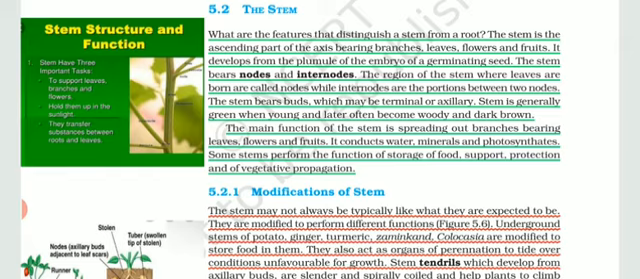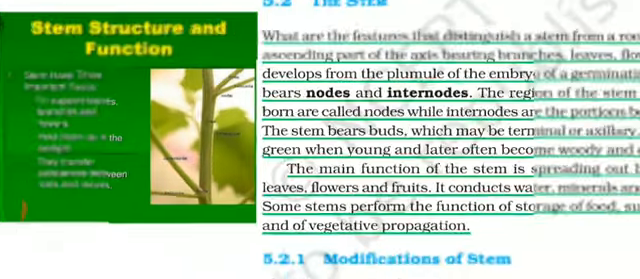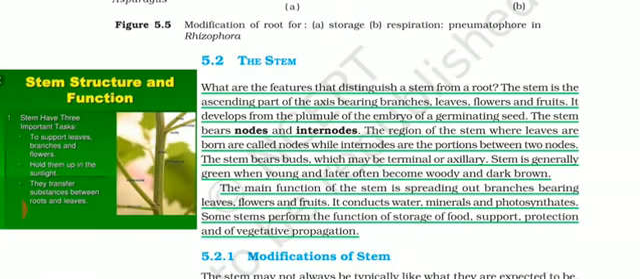Stem bears two parts, nodes and internodes. In this picture, you can see the branches are the parts which are divided into further stems, that is called a node, and the distance between two successive nodes is known as the internode. Now, the region of the stem where leaves are borne is called a node and the portion between two of them is called an internode. Various kinds of buds are present on the stem.